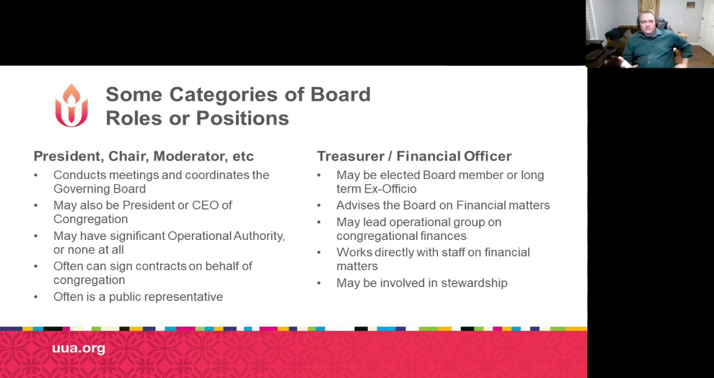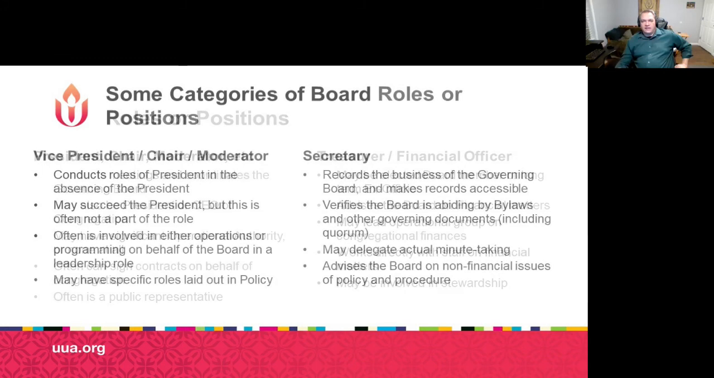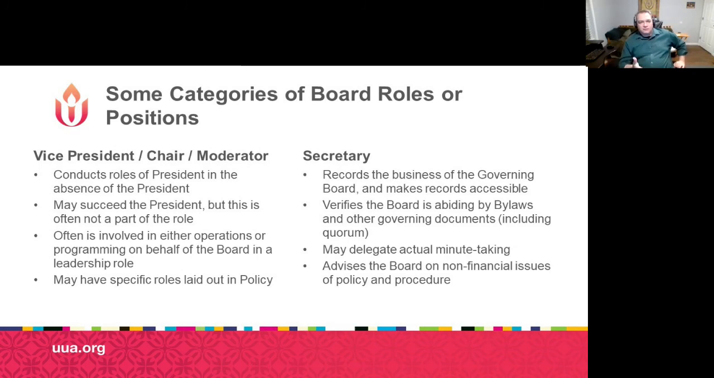They often can sign contracts on behalf of the congregation. One other thing I'll say about treasurers and financial officers, as an awareness in different congregational settings: they may or may not be involved in stewardship. Vice president, chair and moderator, and secretary. The vice president conducts the role of the president, however it's defined, in the absence of the president, and may succeed the president, but sometimes not.